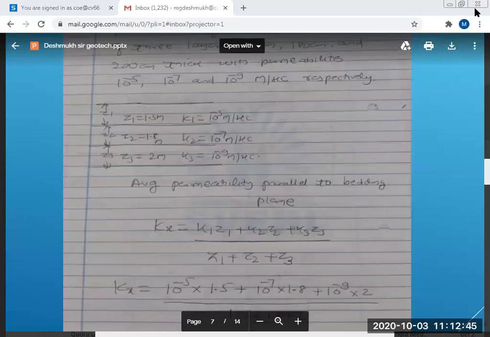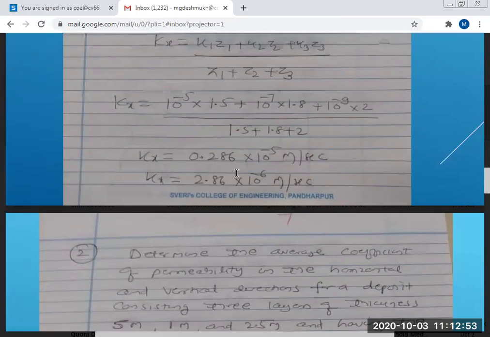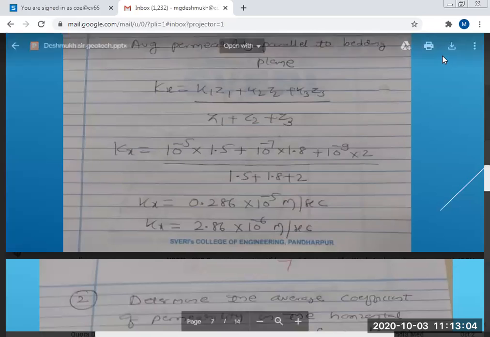Yeah, very good. At least some people are doing it. Okay, Sheetal, both Sheetals, Tate and Bahirvade. So this is the answer, beta. You see here, kx is equal to 0.286 into 10 to the power minus 5 meter per second, or 2.86 into 10 to the power minus 6 meter per second. I think your answer is right.